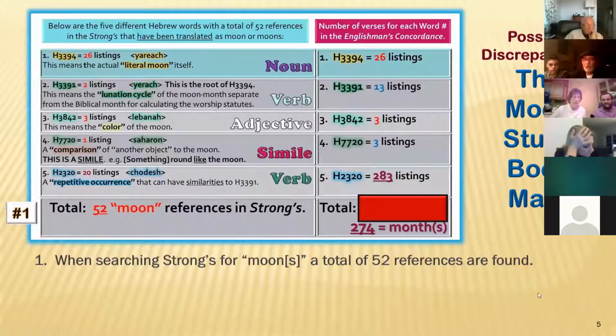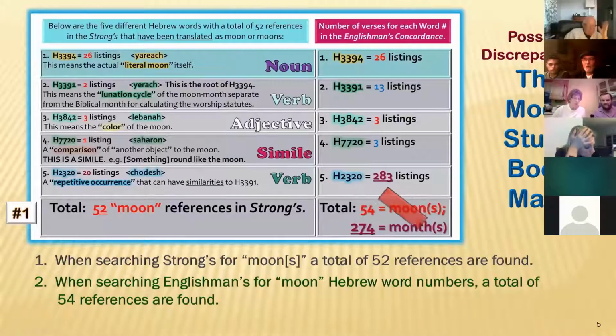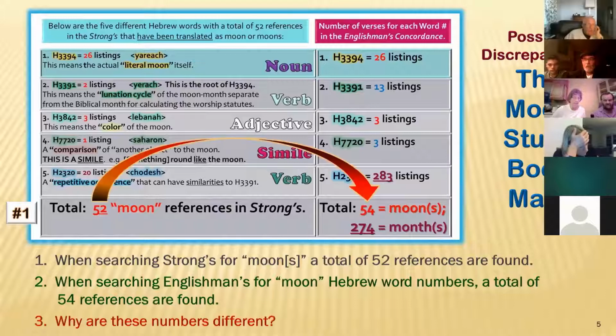I might be saying that a little bit later on, but just to get you started. Number 2, when searching Englishman's for moon Hebrew word numbers, there's a total of 54. Okay, so that looks like there's a discrepancy. Why are these numbers different? We want to show you why they're different on this little cheat sheet.